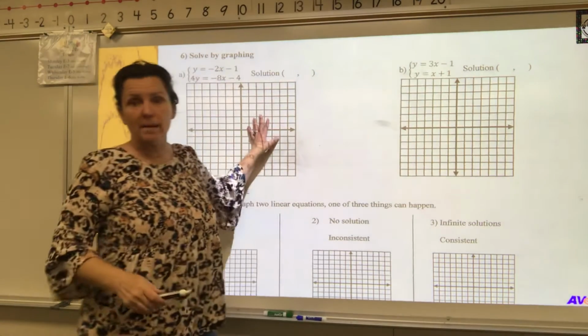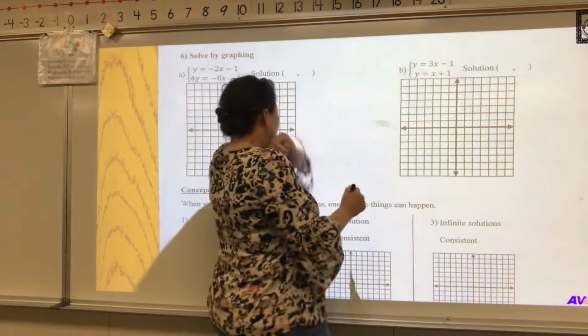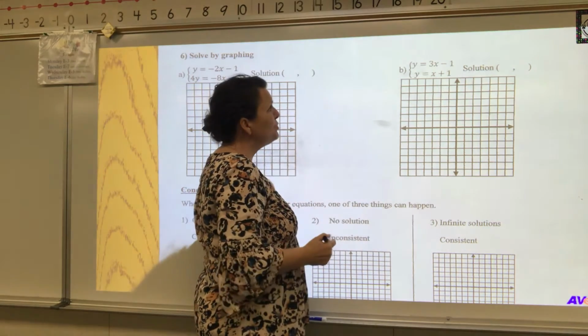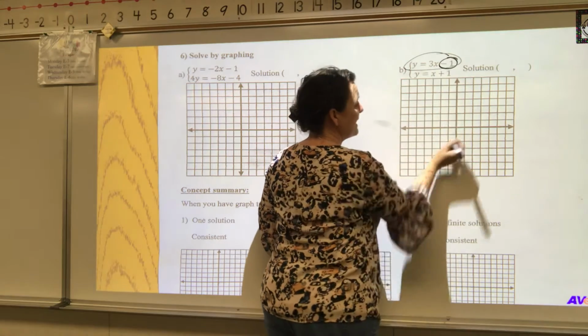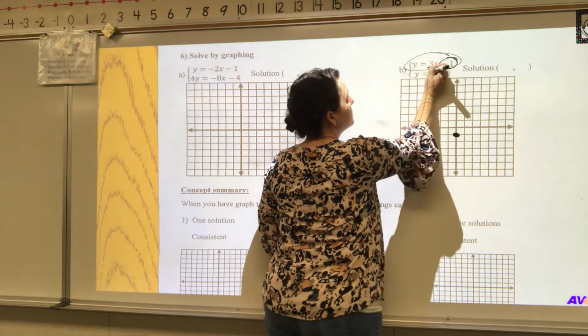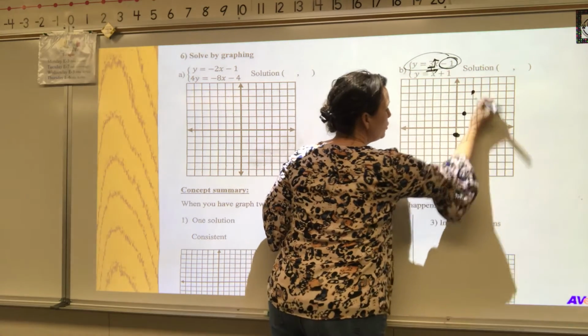I know something weird happens on this one, so I'm going to do this one last. Let's look at the B one. Talking too much. Okay, so I'm going to do the top one. That is a negative 1. My slope is up 3 to the right 1. Bloop, bloop, bloop.